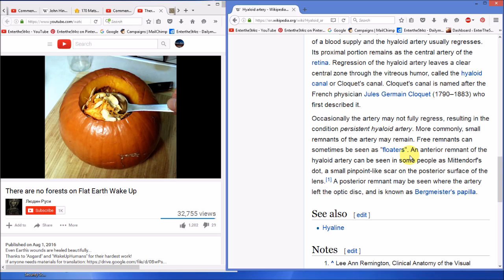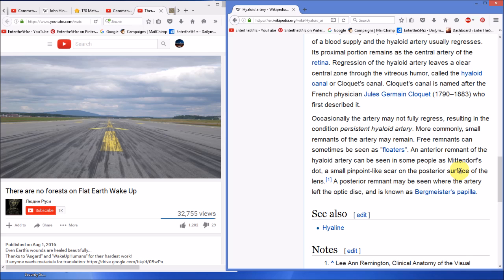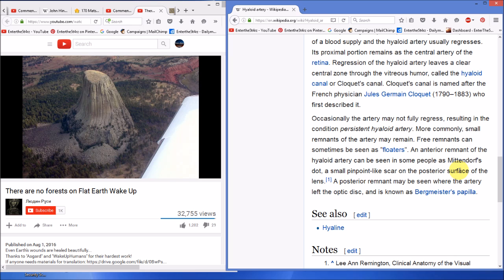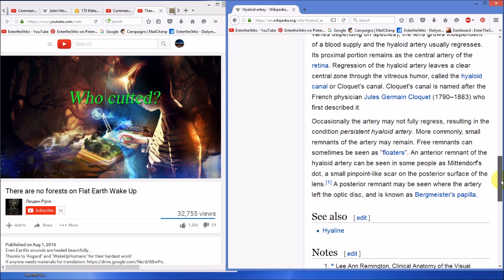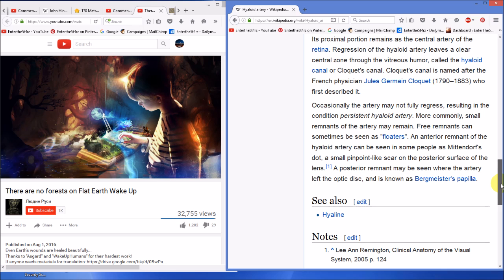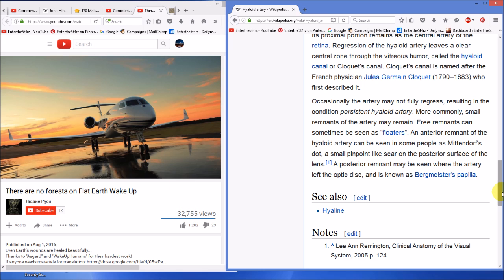Free remnants can sometimes be seen as floaters. An anterior remnant of the hyaloid artery can be seen in some people as Mittendorf's dot, a small pinpoint-like scar on the posterior surface of the lens. A posterior remnant may be seen where the artery left the optic disc and is known as Bergmeister's papilla. The Bergmeister's papilla is the remnant of the artery left on the optic disc, which looks probably a lot like this. And you can't make this up, you guys.